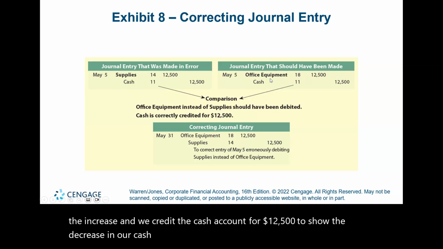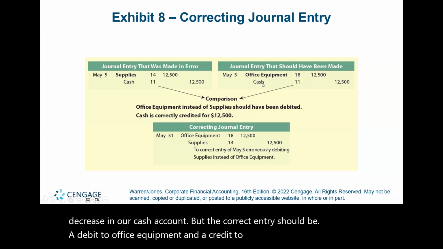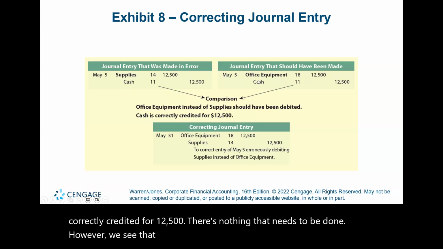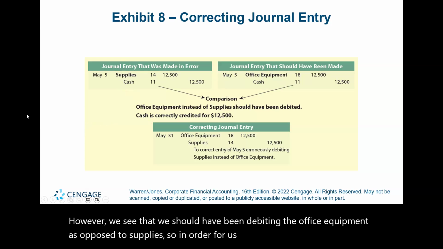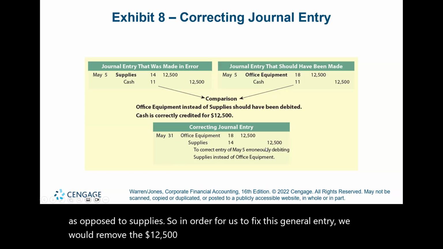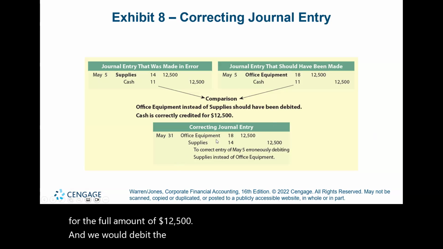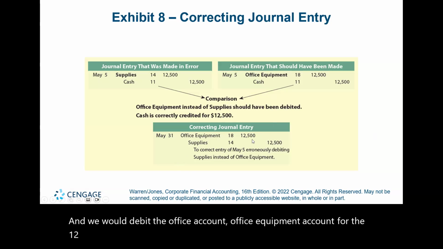But the correct entry should be a debit to office equipment and a credit to cash. So we see that cash is correctly credited for $12,500. There's nothing that needs to be done. However, we see that we should have been debiting the office equipment as opposed to supplies. So in order for us to fix this journal entry, we would remove the $12,500 from supplies by crediting the supplies account for the full amount of $12,500, and we would debit the office equipment account for the $12,500, and that would be our correcting journal entry.